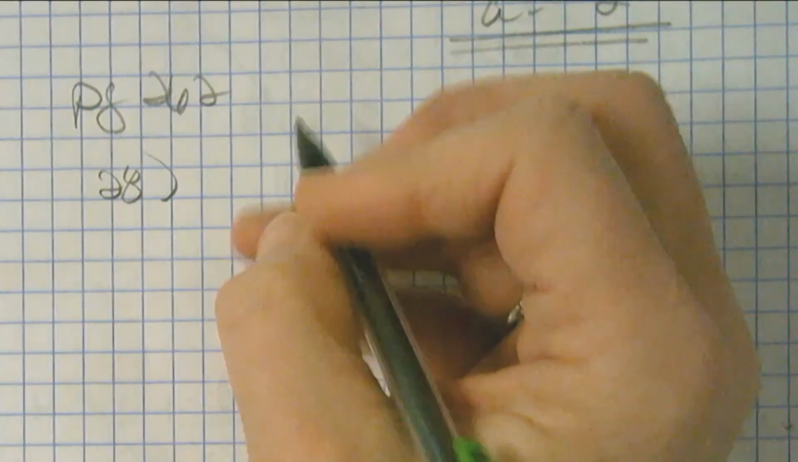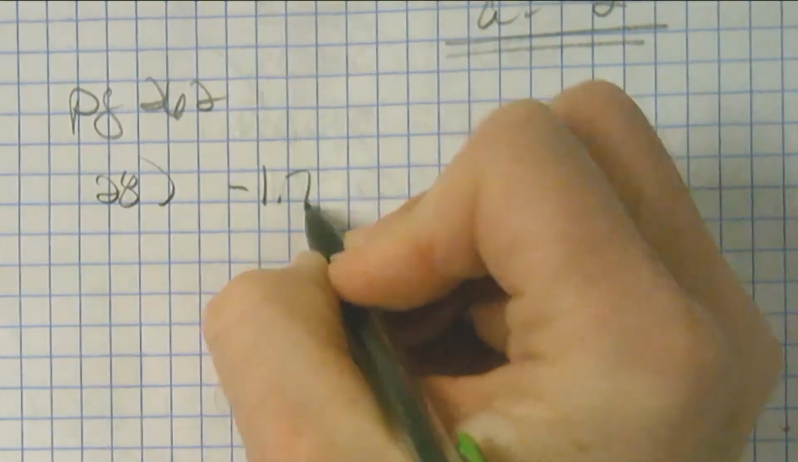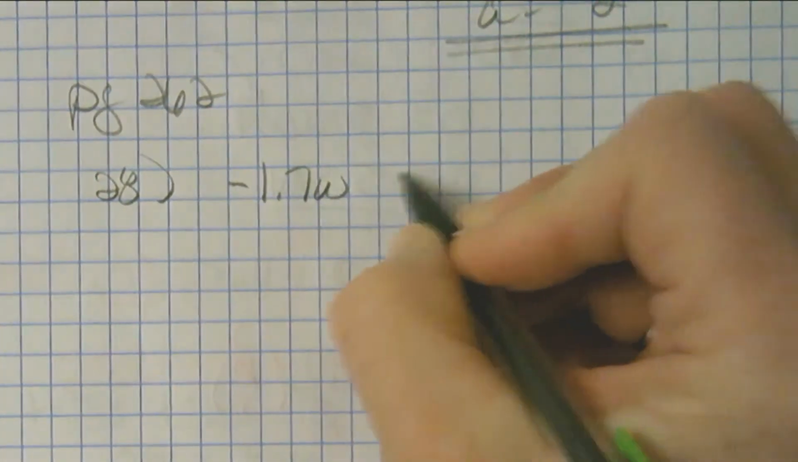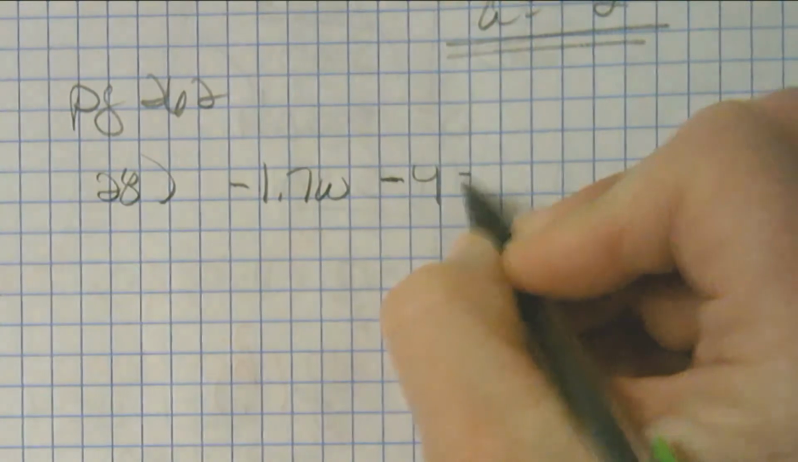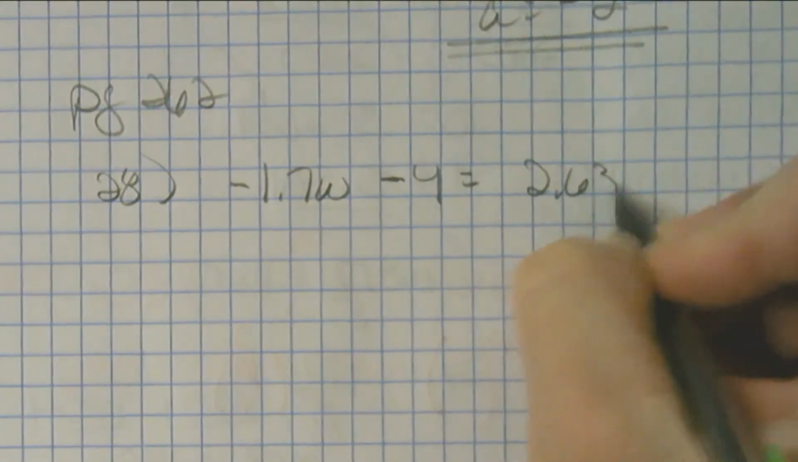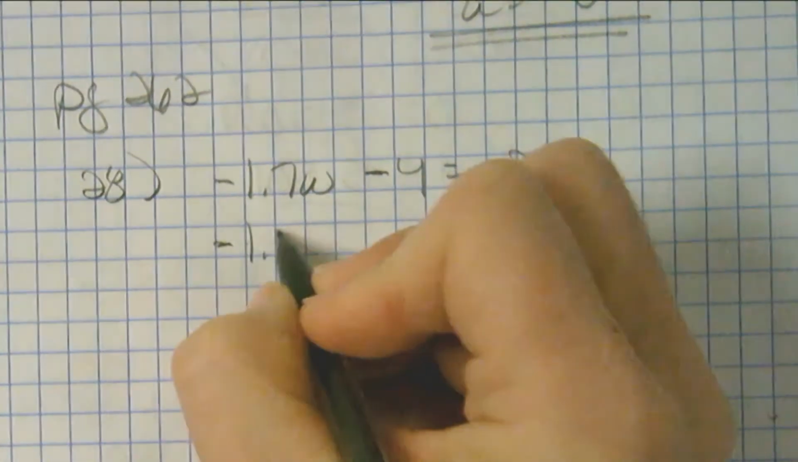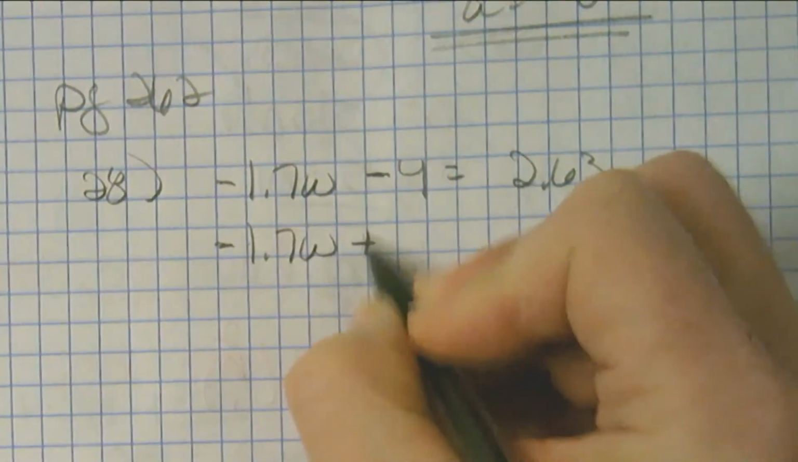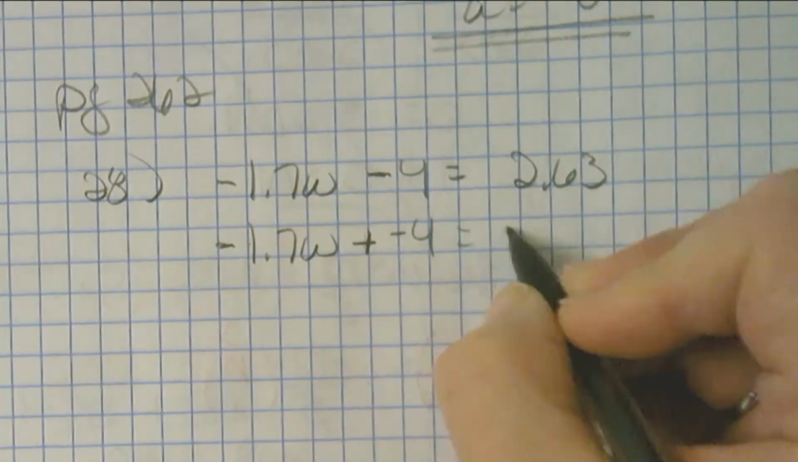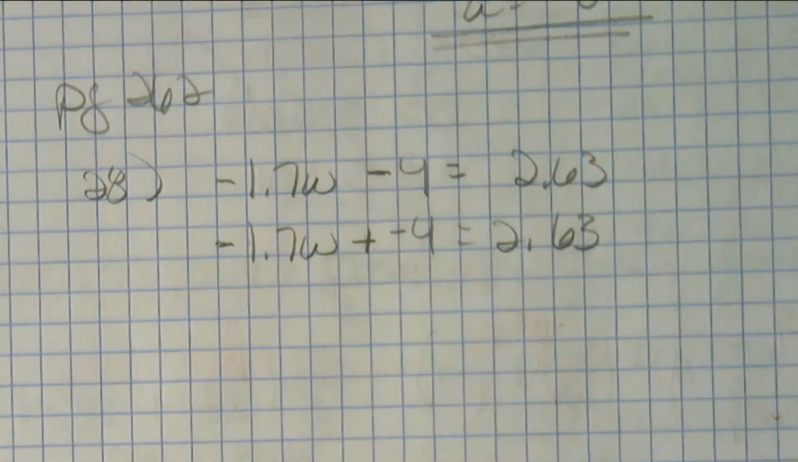All right, 28 said, I have a negative 1.7w minus 4 is equal to 2.63. Is this the problem you're talking about? Awesome. All right, so I'm just going to rewrite it. I just don't want to touch my given. I am going to do adding the opposite here. It doesn't matter if you do it now or you do it later.